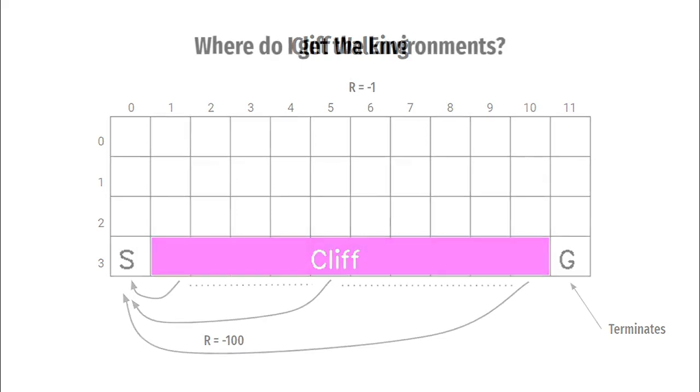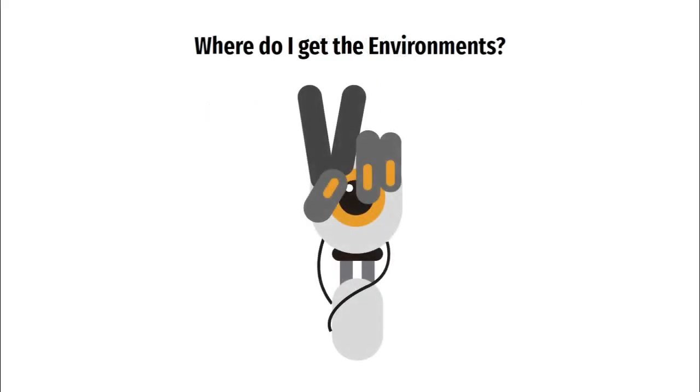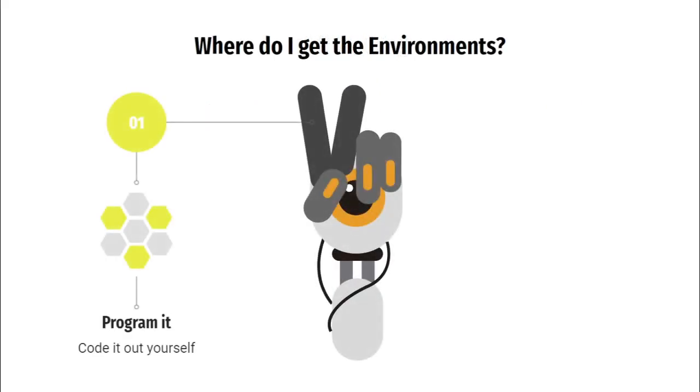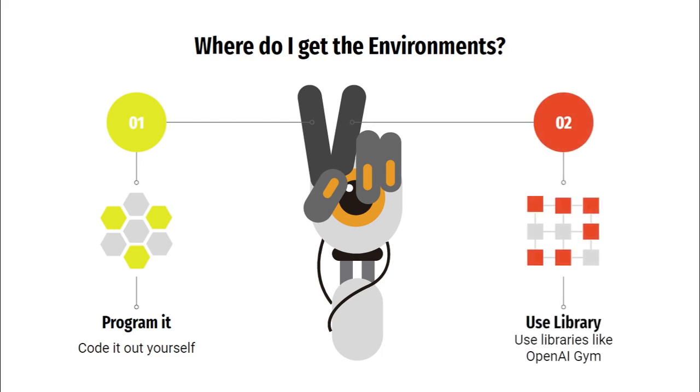But from where do we get the environment? Do we code it ourselves? Well, you can, and that is one of the major pitfalls in reinforcement learning, where you won't always have an environment to interact with and might have to code it out yourself, which is a challenge in and of itself. But thankfully, there are some very kind people who have developed a library where you can get environments for small toy problems. This library is called OpenAI Gym.